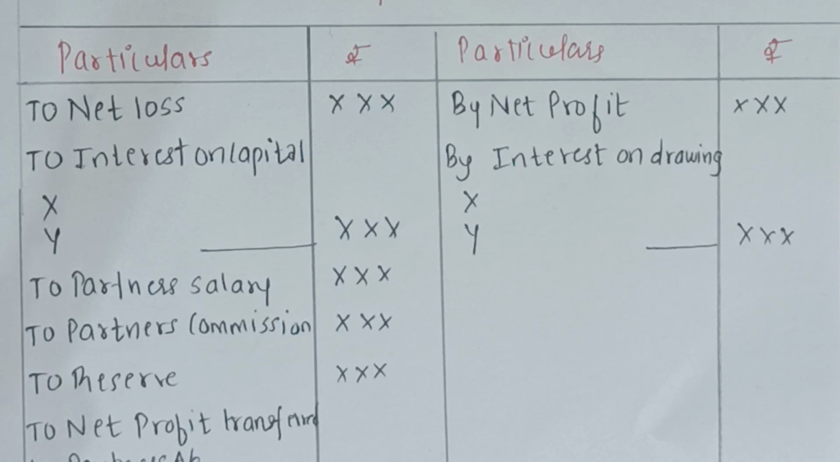Moving on to the debit side, we have interest on capital. Before that, we have to net loss. In one sum, either you will have net profit or you will have net loss; you will not have both simultaneously. If you have net profit, record it on the credit side. If you have net loss, then record it on the debit side.